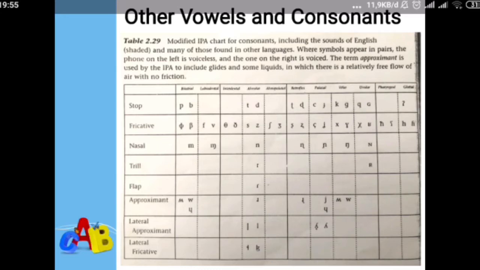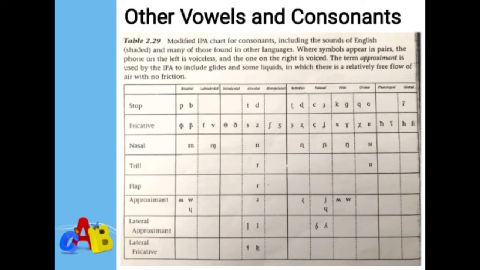And then we have alveolar. Alveolar: within the oral cavity, a small ridge protrudes from just behind the upper front teeth. In alveolar stop, we have t and d, t and d. The example of that is tap and that. And fricative, s and z. The example of s is snake and z is zebra.